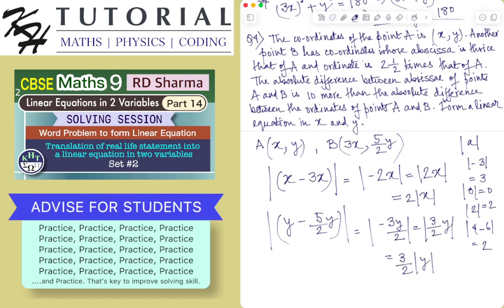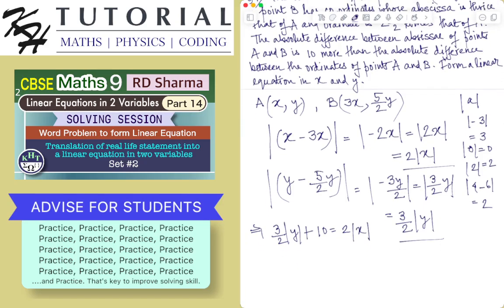So now how will I relate 2 into mod x and 3 by 2 into mod y? It is given the absolute difference between abscissa of points A and B, which is 2 into mod x, is 10 more than the absolute difference between the ordinates of points A and B. So I have 3 by 2 mod of y plus 10 is equal to 2 into mod x. So this is the relation that we got between the variables x and y.